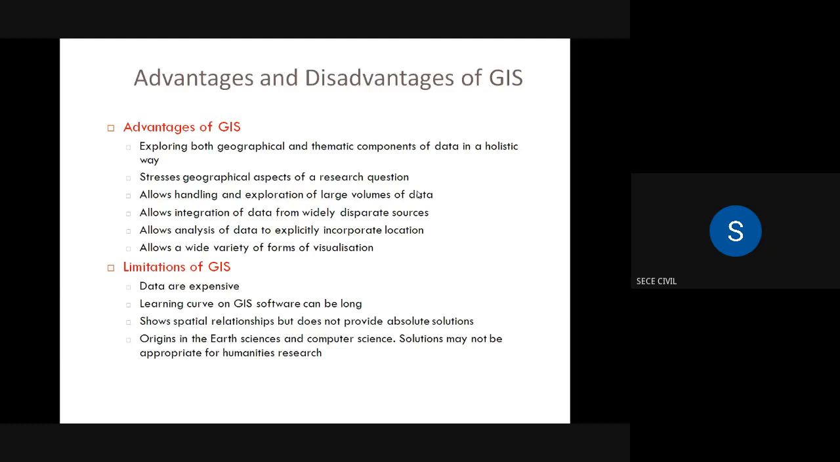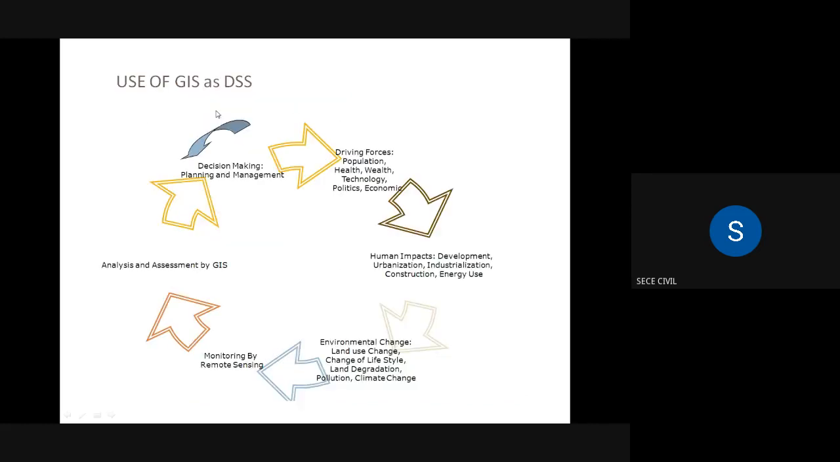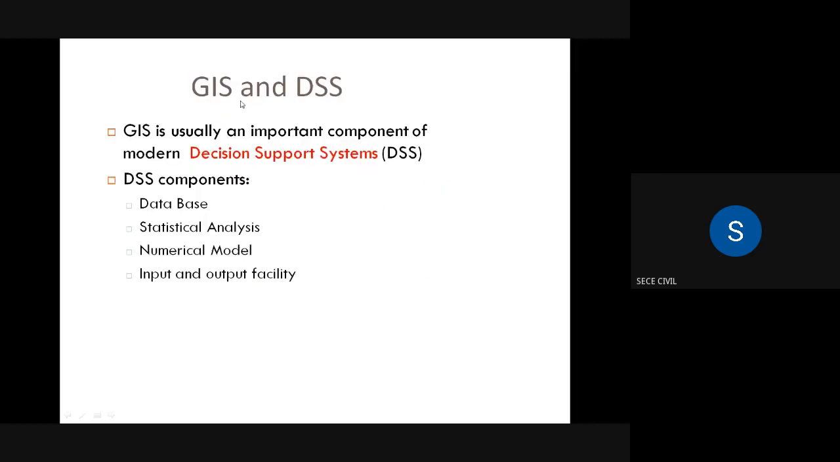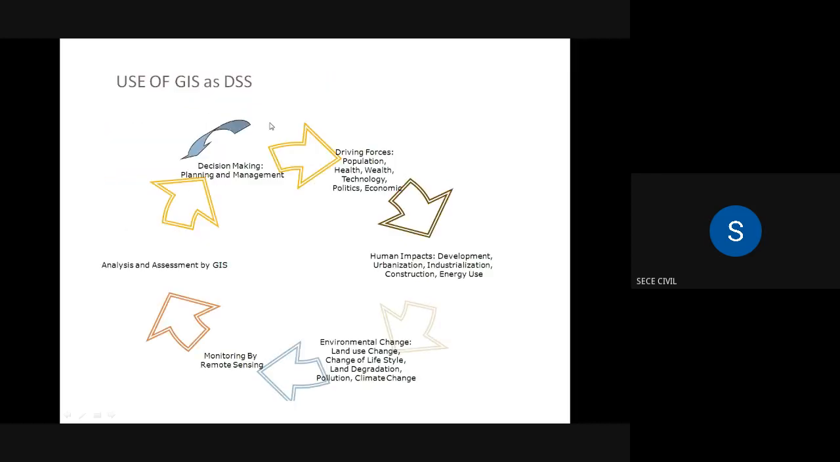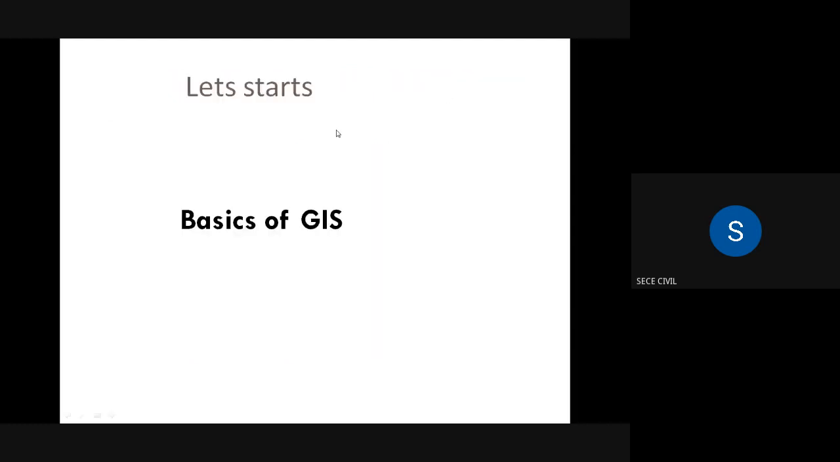In the last class, we completed up to this slide, advantages and disadvantages of GIS. I gave an introduction about GIS and told about GIS software. What is meant by GIS? What are the uses of GIS? These things we saw in the last class itself. Next, we'll start the basics of GIS.